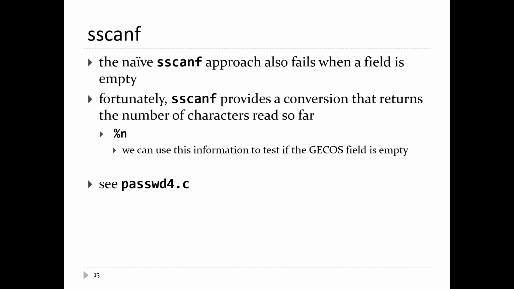In this lecture, we looked at 2 different functions that can be used to tokenize a string. strtok tokenizes a string by splitting the string at delimiter characters. scanf can tokenize a string by using conversions to convert the various parts of the string. In both cases, you have to take some special steps to deal with fields that are empty, and how you deal with those depends on the function that you're using to tokenize the string.